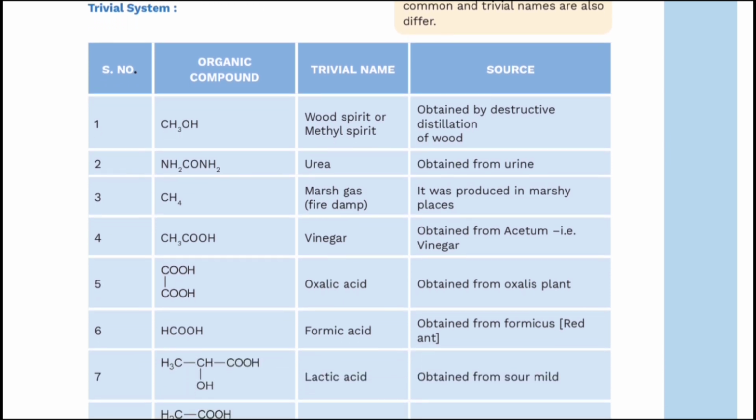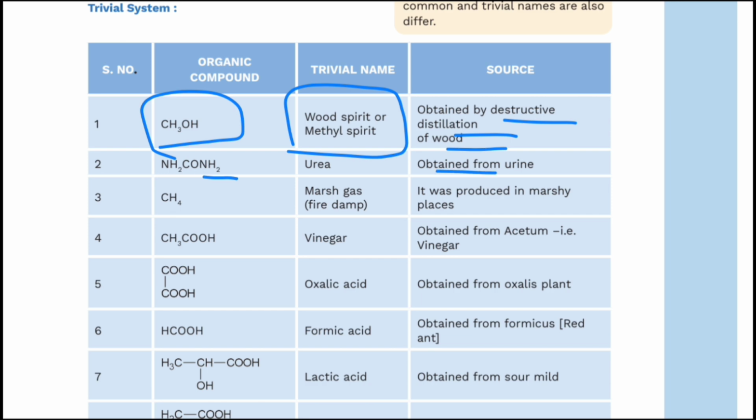So here, this compound is methanol. Its trivial name is wood spirit or methyl spirit, obtained from destructive distillation of wood. This is urea, obtained from urine. This is methane, from marsh gas. It was produced in marshy places.